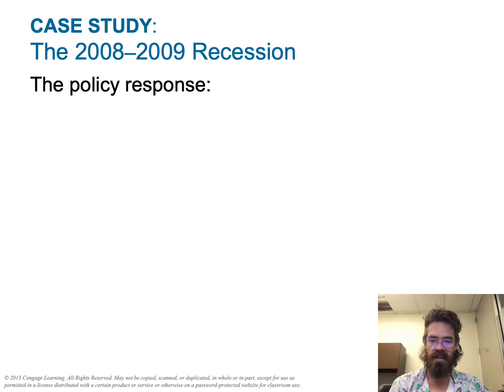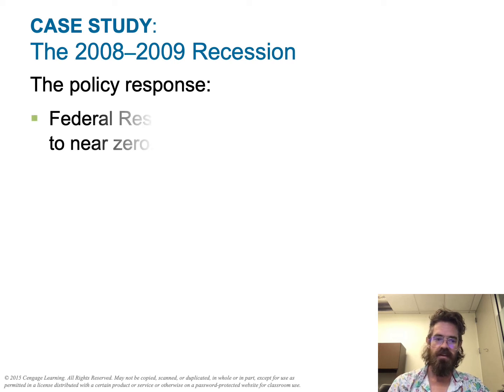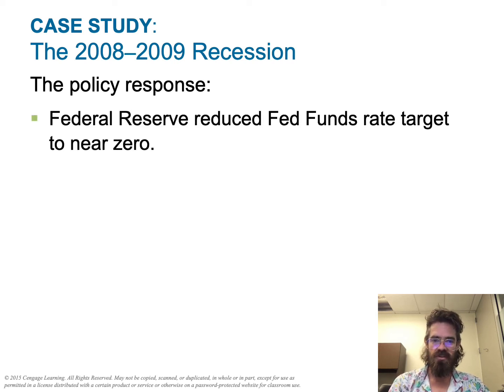What did the government and the central bank do? Well, the Federal Reserve reduced the federal funds rate target to near zero. In other words, it dropped its key interest rate to almost zero, which has an effect on all other interest rates in the economy. So they're trying to bring interest rates down so to encourage borrowing and spending.